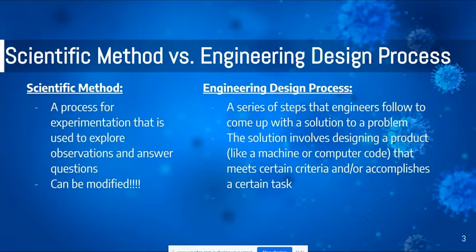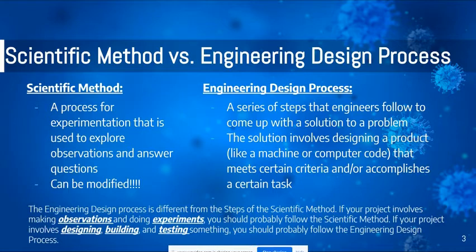But taking a look at the engineering design process, this is going to be a series of steps that engineers follow to come up with a solution to a problem. The solution involves designing a product, like a machine or a computer code, that meets certain criteria and or accomplishes a certain task.